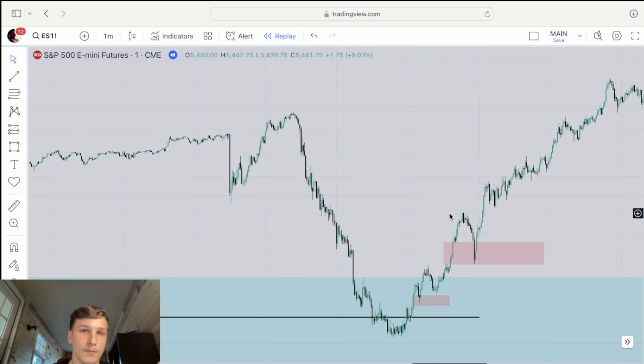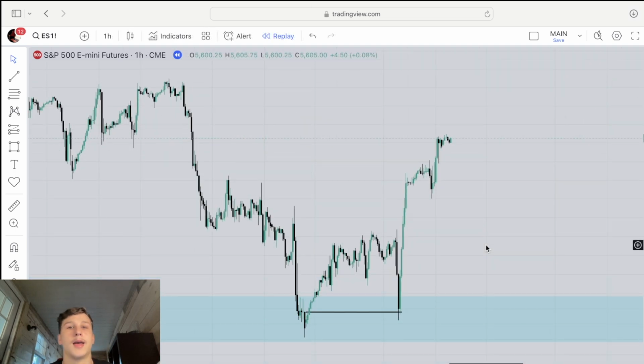Now, understanding that Wednesday created that classic retracement and followed the script, what do we expect for Thursday and Friday? Continuation, bullish, until we reach that daily draw. Heading into Thursday, lo and behold, we have that classic expansion to the upside.